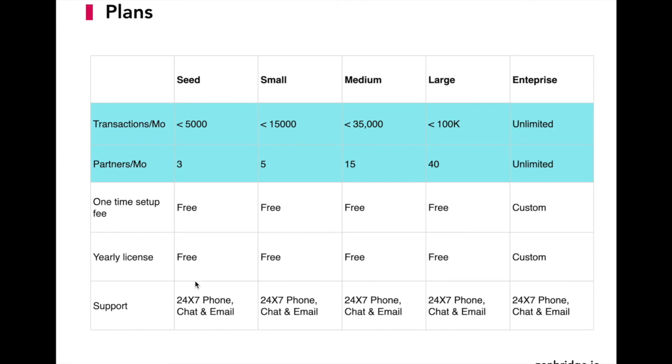And coming to the pricing, it's pretty simple. There are just two parameters taken into account for our pricing. We basically have a tiered pricing model. The smallest plan is the Seed. It lets you transact up to 5,000 transactions in a month, and it lets you connect with 3 partners. There is no one-time fee, or there is no yearly license. Just sign up with us and pay us the monthly fee. And if you don't fit into any of the categories you're seeing, we're definitely happy to work out custom pricing.